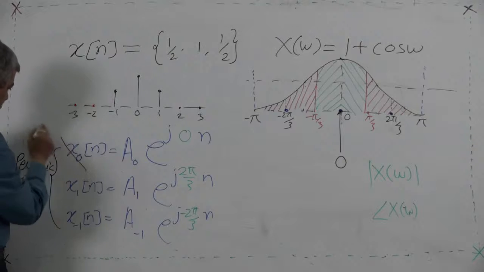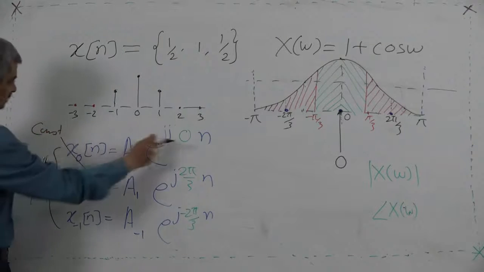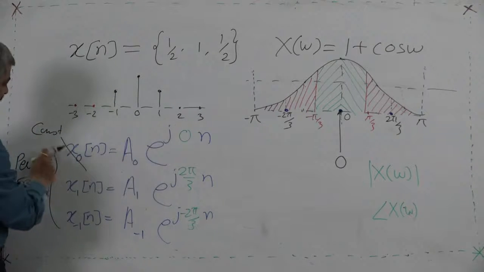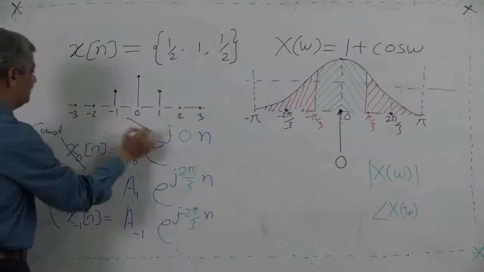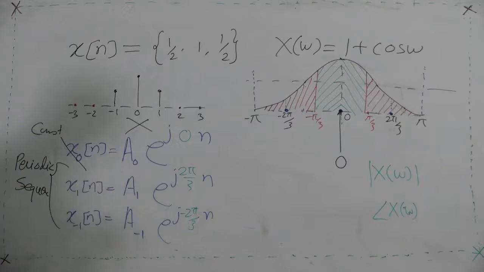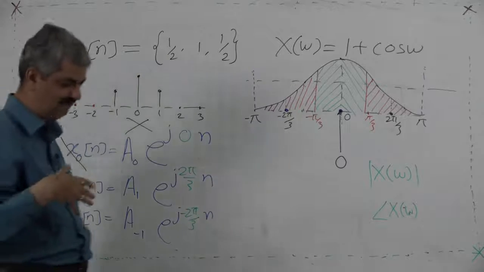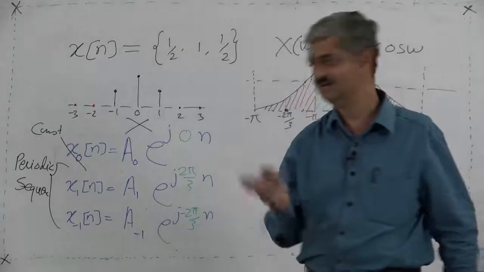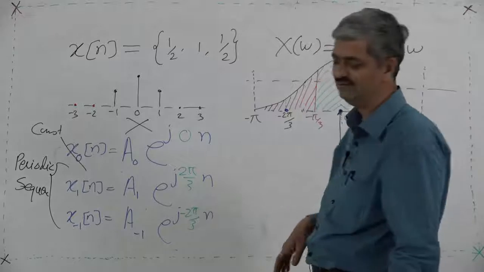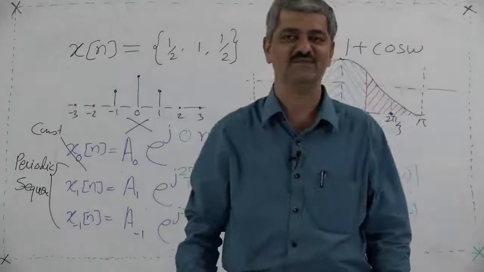Especially this is a constant sequence because this is 0 and the other two are periodic. So their summation will repeat and this will never be equal to this. But I will not accept defeat like this. Then what do I do? Then I will choose the next odd number.